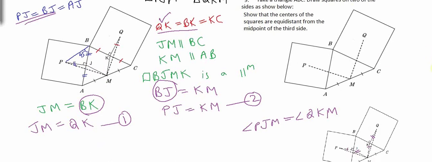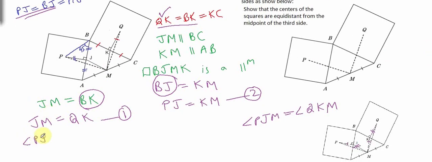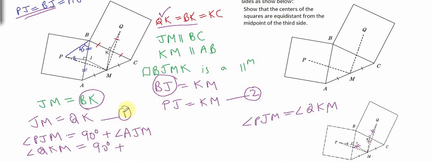Angle PJM is equal to 90 degrees plus angle AJM, and angle QKM is equal to 90 degrees plus angle CKM, and if you notice that AJM is equal to CKM, then this is true.